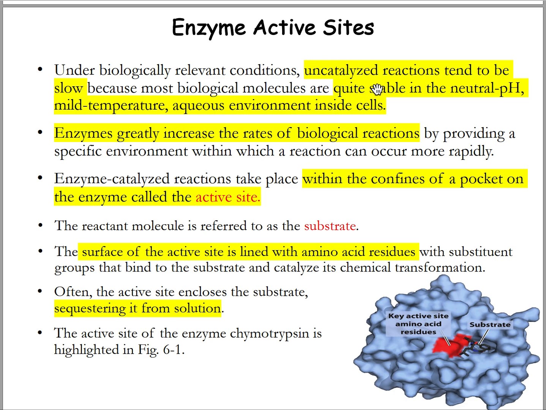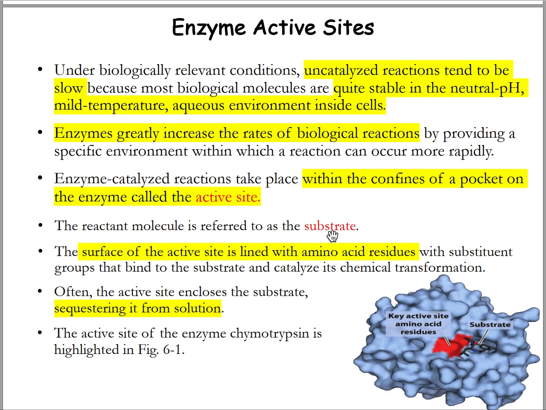the biological molecules are quite stable in the natural pH, mild temperature, in aqueous environment inside the cell. So enzymes greatly increase the rate of biological reactions by providing a specific environment within which a reaction can occur more rapidly. Enzyme catalyzed reactions take place within the confines of a pocket on the enzyme. This is called the active site, and the reactant molecule is referred to as the substrate.